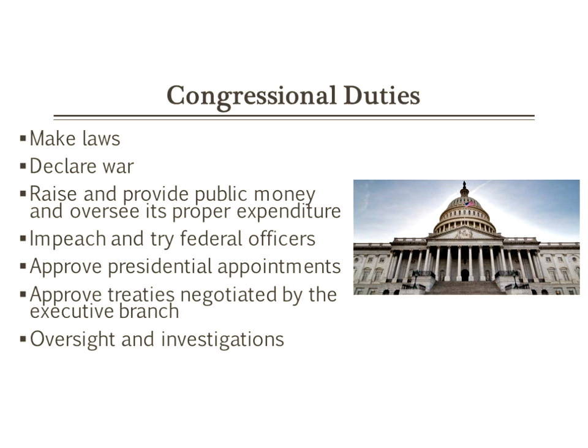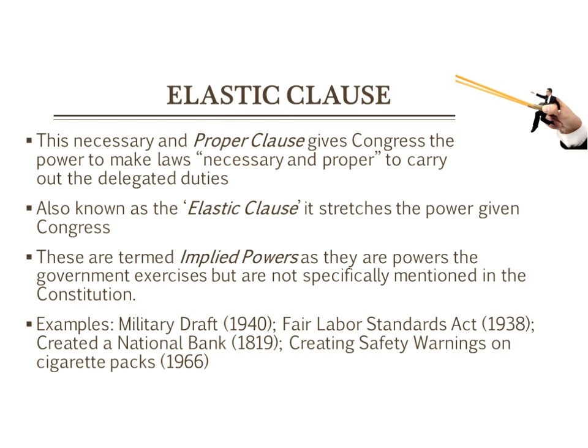They can raise and provide public money and oversee its proper expenditure. They can impeach and also try federal officers. They can approve presidential appointments, approve treaties negotiated by the executive branch, and they have some oversight and investigations that they can also do as part of their duties.